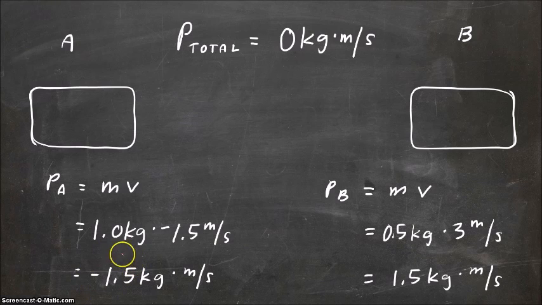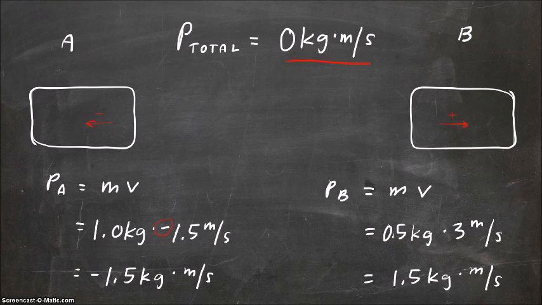Again, the only reason is because this cart was moving in the negative direction and this cart was moving in the positive direction. So we had velocities here with a negative and a positive direction. So if we add negative 1.5, which is the momentum of cart A, plus the momentum of cart B, which is positive 1.5, we get 0, which is the same as our initial momentum. So our initial momentum was 0 and our final momentum is 0.